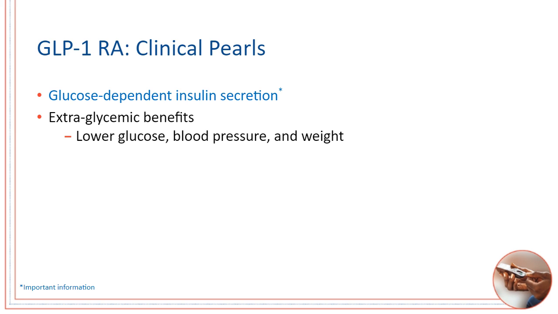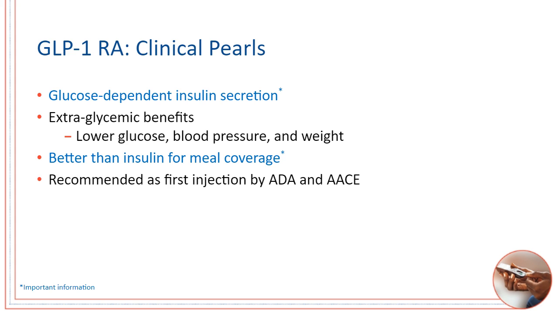I also want to highlight that the ADA recognizes that GLP-1 receptor agonists are probably a better choice, particularly in primary care, than insulin when you're trying to do meal coverage, and really might even be a better first choice than a basal insulin because of these extra glycemic benefits and potential indications for complications. So when you're thinking about injectable therapy or a therapy such as insulin, you should also be thinking about a GLP-1 receptor agonist, whether it's injectable or oral.